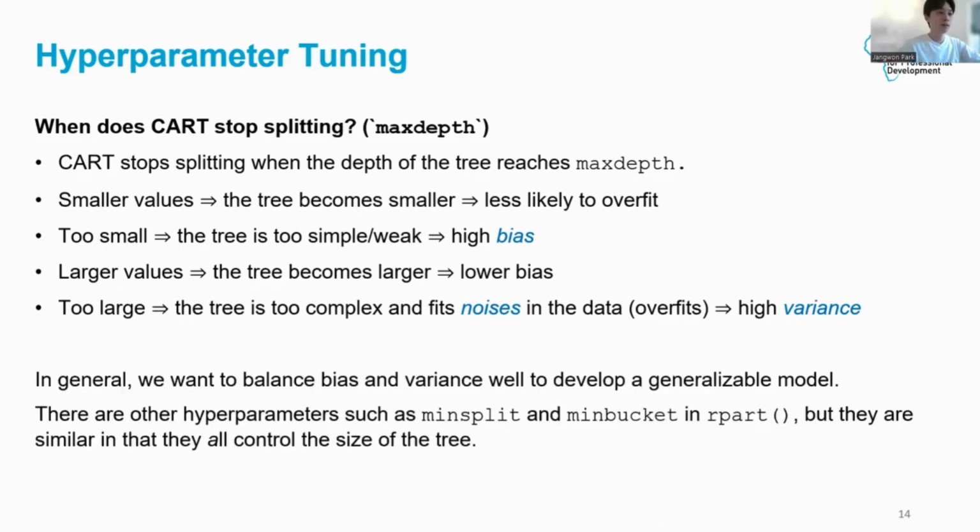So hyperparameter tuning, at the end of the day, is about achieving a good bias-variance trade-off. And there are other hyperparameters, such as min-split or min-bucket in rpart, but they're all similar in that they all control the size of the tree.